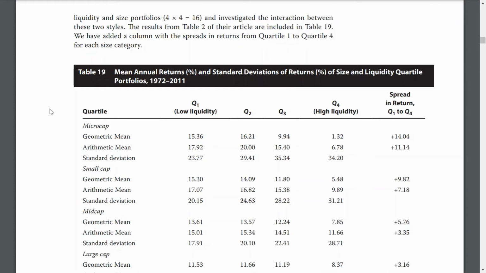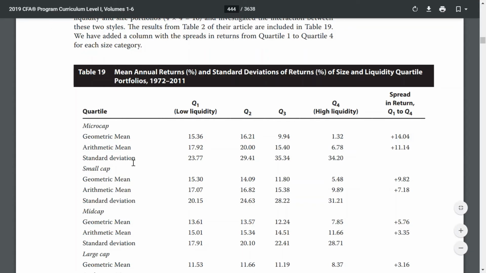The results from Table 2 of their article are included in Table 19, and we have added columns with the spread of returns in quartile 2 to quartile 4 for each size category. Table 19 shows the mean annual return and the standard deviation of returns of the size and liquidity quartile portfolios from 1972 to 2011. So this is once again the data.